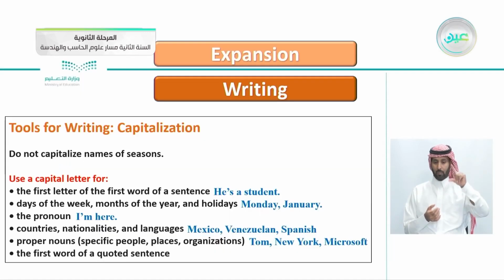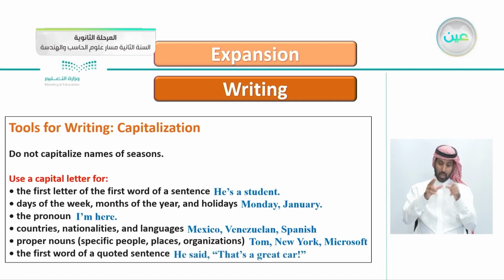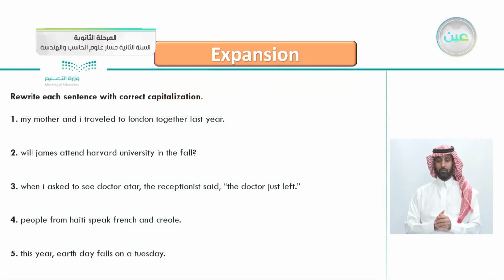The first word of a quoted sentence. When you write a quoted sentence, begin with a capital letter. He said, "That's a great car." The word that here, we began it with a capital T. So these are some pointers for using capital letters, and when not to use capital letters, for example, in the names of the seasons. So let's go to the next exercise. Rewrite each sentence with the correct capitalization.